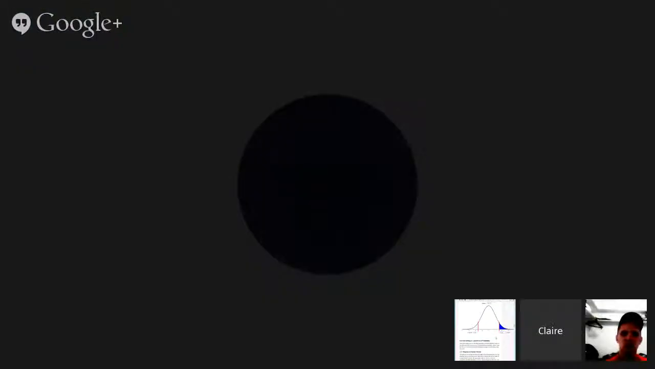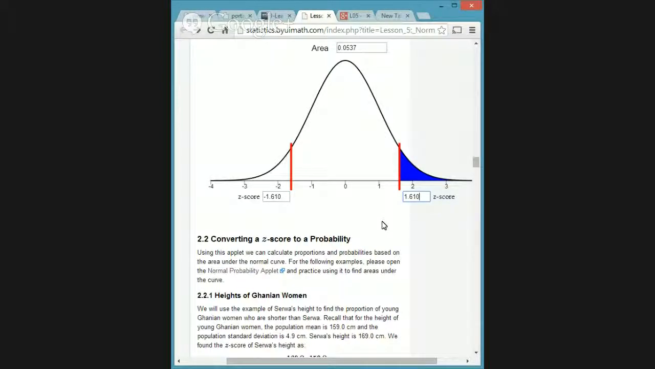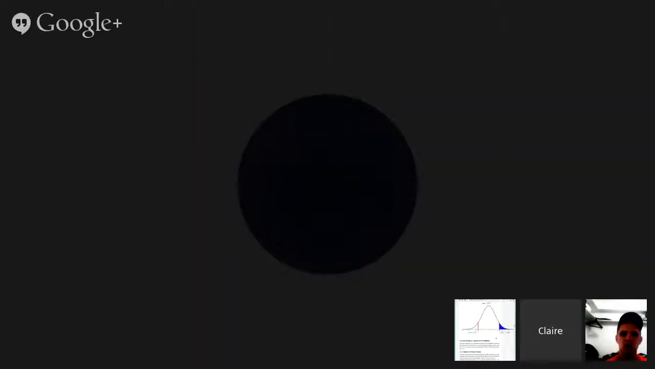Did you get the Z-score of 1.613? Pretty much. I took it to 2 decimal places, so I just got 1.61. Okay, so pretty much the same thing. 1.61, yeah, it's the exact same.